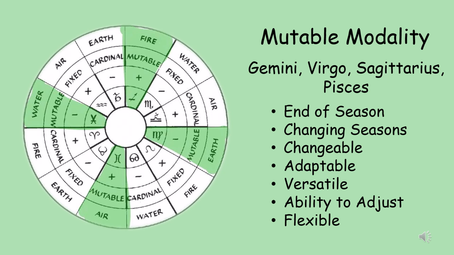The third astrological modality is the mutable modality. And the 4 mutable signs are Gemini, Virgo, Sagittarius, and Pisces. Each of these signs fall at the end of a season during the time period that we often refer to as the changing seasons. So the mutable modality tends to be changeable, adaptable. They can be versatile and flexible, an ability to adjust to changing situations and environments.